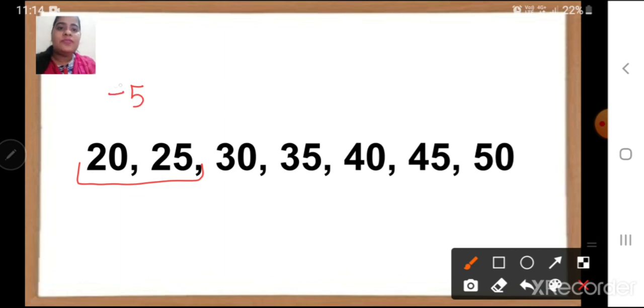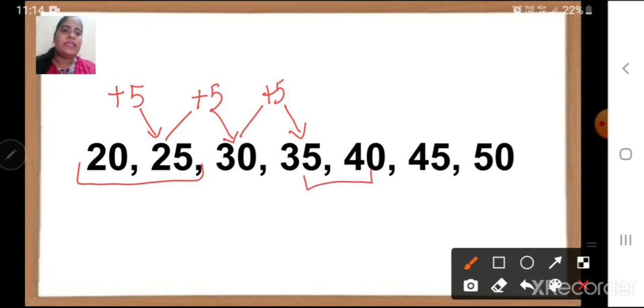20 plus 5 is 25. Then if I add again 5 to 25, I will get 30, correct? If I again add plus 5 to 30, I will get 35. Again if I add plus 5, I will get 40. Again 40 plus 5 is 45, and again 45 plus 5 is 50. So here the pattern is we have added plus 5.